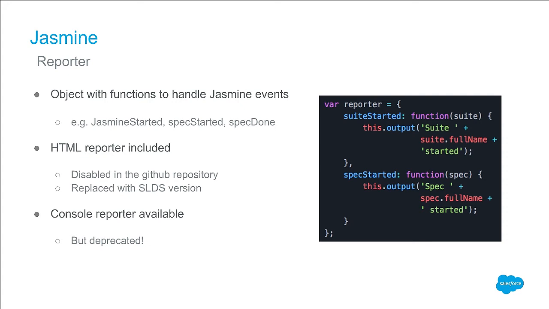There is an HTML reporter included in Jasmine, but in the GitHub repository link that I've put up, the Jasmine in the static resources, I've disabled that because I wanted to do something different with it. I wanted to replace it with something that is styled with the Lightning design system. There's also a console reporter, which will just output text of this test started, this test stopped, into the JavaScript console, but that's been deprecated. I don't know why. I've seen no sign that anyone's going to replace it. It just seems like it's going to go away at some point in time.